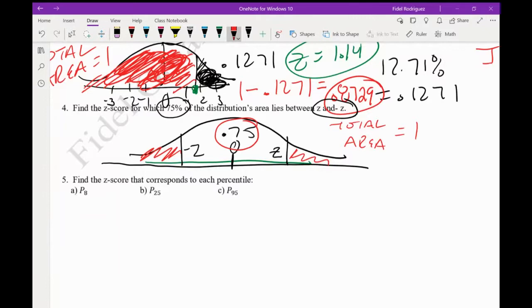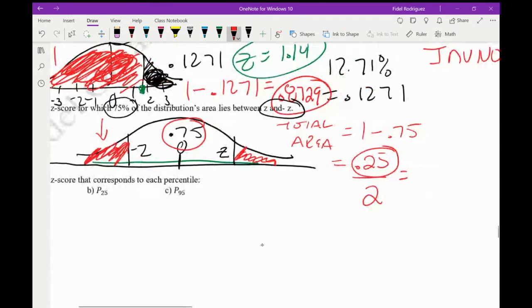If this piece here is 0.75, then if I go 1 minus 0.75, like if I had $1 and I gave you 75 cents, I'm left with 25 cents. But that's 0.25 to be distributed among those 2 pieces. So if I wanted to find the area under this piece, I would take 0.25 and divide it by 2, and I'm going to come up with 0.125. So the area right here is 0.125, and the area right here is 0.125.